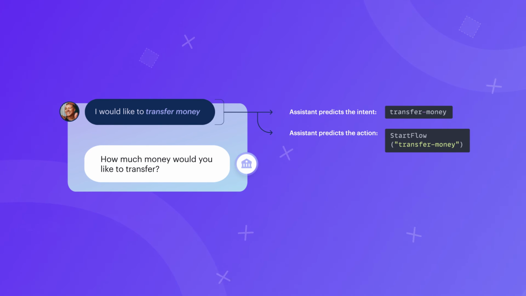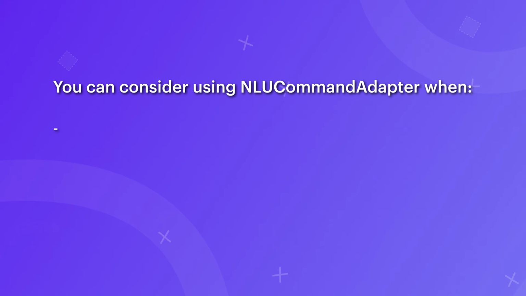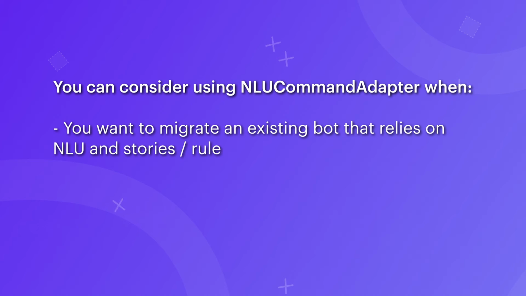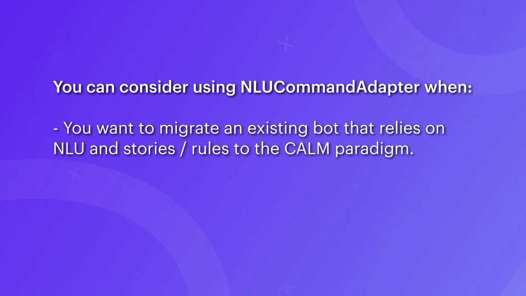So when do you use NLU Command Adapter? We recommend using the NLU Command Adapter in two scenarios. First, you want to migrate an existing assistant that was built using an older implementation of Rasa and that relies on NLU, stories and rules, and you want to migrate this assistant to the Calm paradigm. Using the NLU Command Adapter will make it easier to migrate the stories to flows. This ensures the desired flow starts given you already have a solid intent classifier in place.